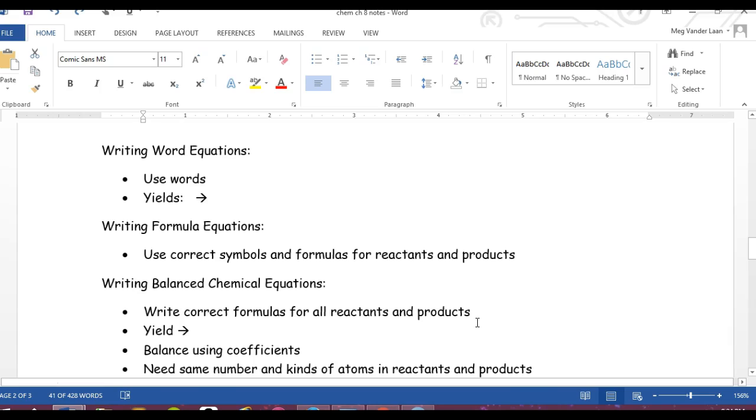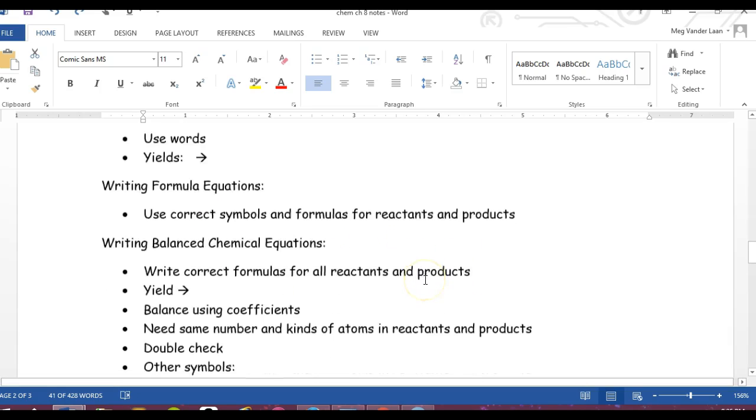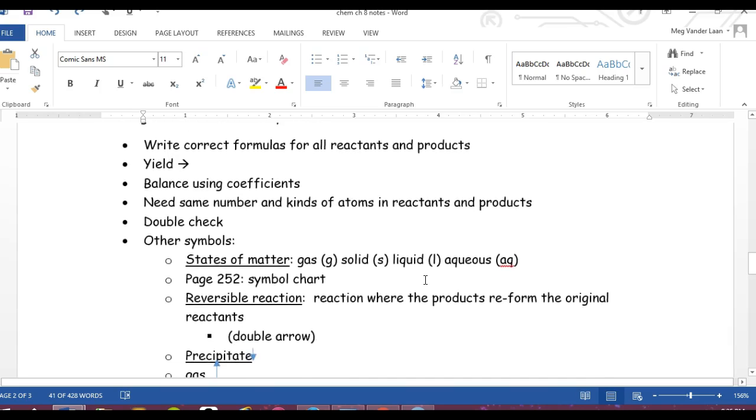So writing the word equation. Obviously, if you're writing the word equation, you're going to use words to describe the chemicals that are involved in the reaction, so the formulas aren't going to be made yet. The yield sign, you can still use the arrow, but if you put the word in there, you would say it forms this, yields, the reactants yield the products. Writing the formula equations, very important. Use correct symbols and formulas. Don't forget what we learned last chapter.